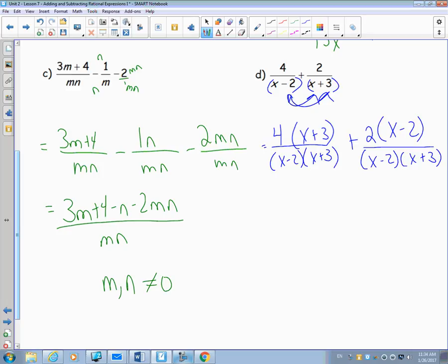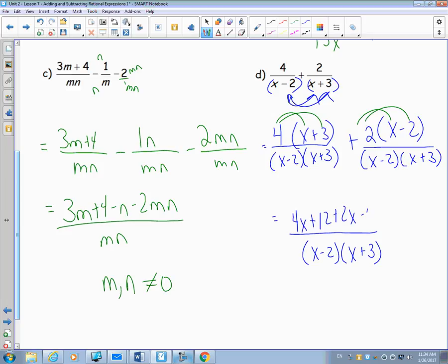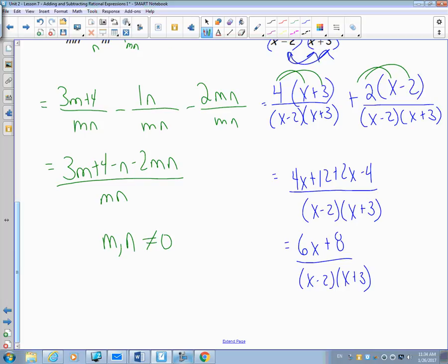To simplify this, I need to get rid of those brackets. So I'm going to expand. I'm going to distribute 4 times x, 4 times 3, 2 times x, 2 times 2, and make it into one big fraction. My common denominator, and on top, 4x plus 12 plus 2x minus 4, which can now be collected. 6x plus 8, all over x minus 2 and x plus 3. Now this time I notice the top can be simplified. I can common factor that.